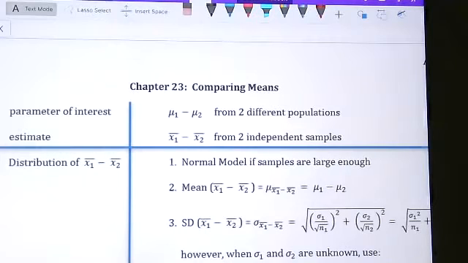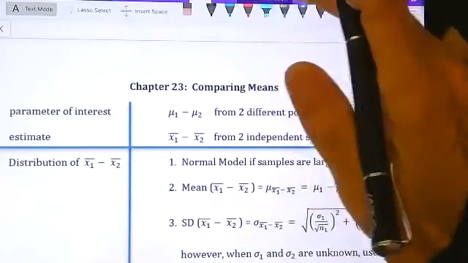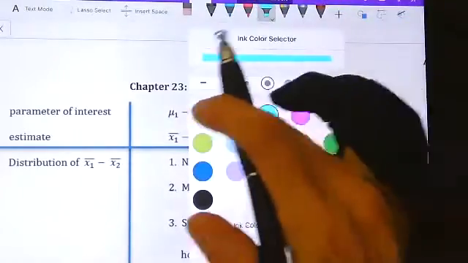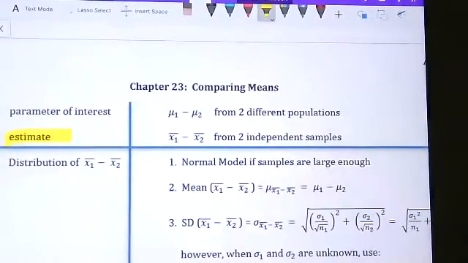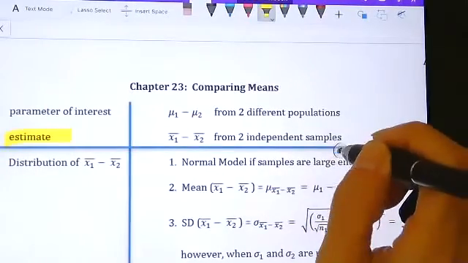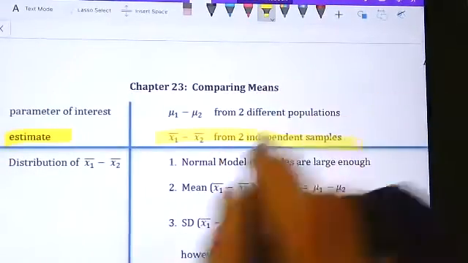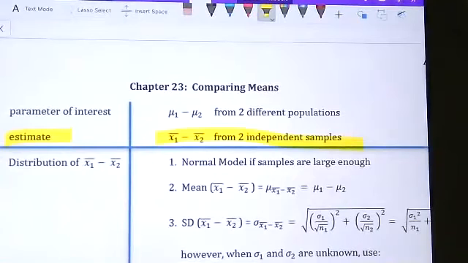Of course, the problem with populations is they tend to be super large, so we cannot calculate things from a population directly. Instead, we take an estimate from two independent samples. So our estimate is X bar 1 minus X bar 2. X bar 1 means the mean from sample 1, X bar 2 means the mean from sample 2, and we subtract those.